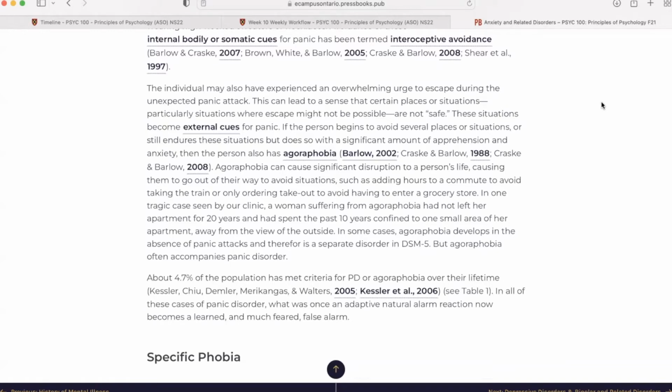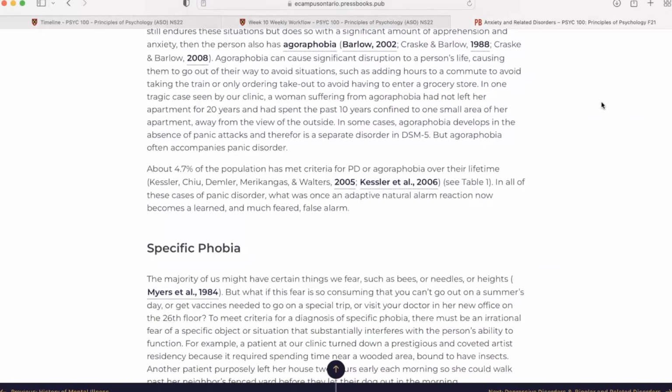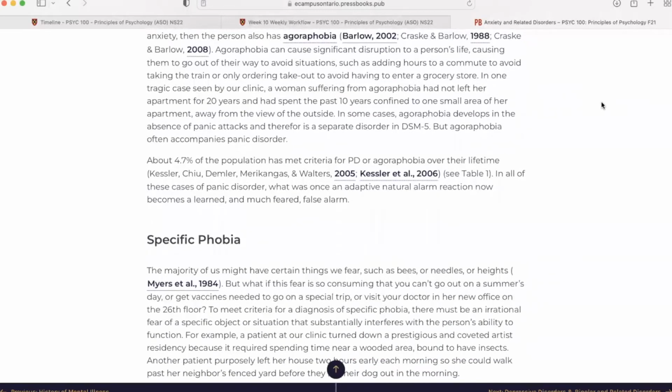Agoraphobia can cause significant disruptions to a person's life, causing them to go out of their way to avoid situations such as adding hours to a commute to avoid taking the train, or only ordering takeout to avoid having to enter a grocery store. In one tragic case seen by our clinic, a woman suffering from agoraphobia had not left her apartment for 20 years and had spent the last 10 years confined to one small area of her apartment, away from the view of the outside.